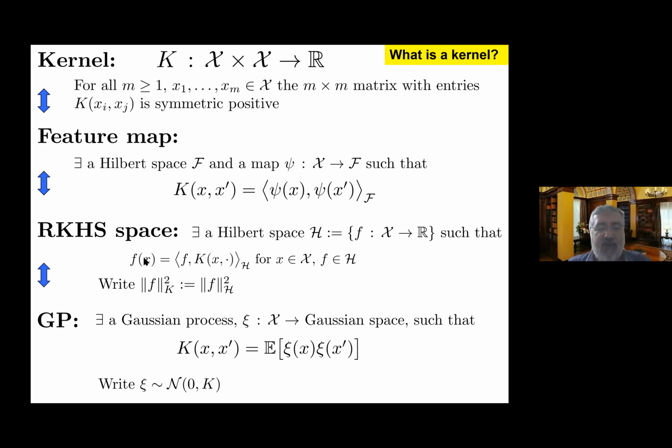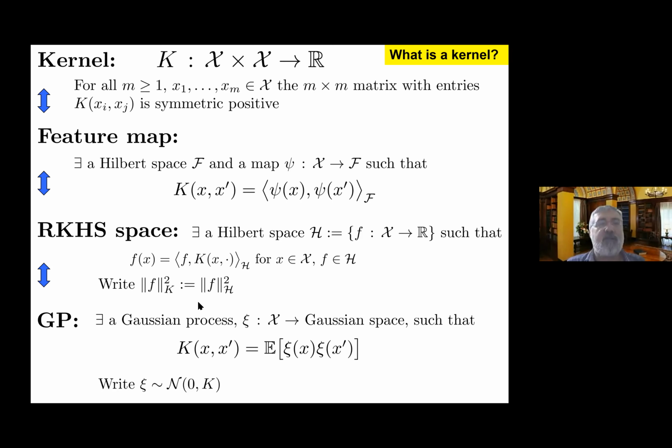such that f of x is equal to the inner product in the space H between f and the function defined by the kernel K supported at the point little x. The norm associated with the inner product in H is known as the RKHS norm associated with the kernel K, and we will also write it as this K norm for ease of presentation.